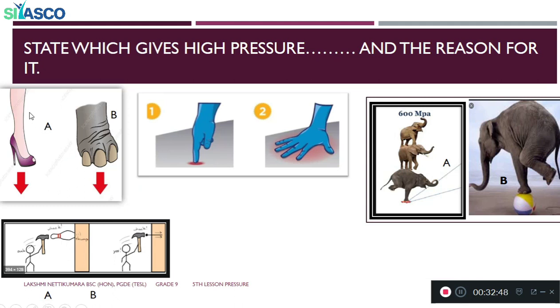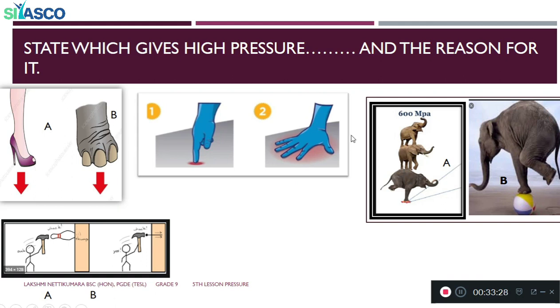Now it's time to see how far you could remember, how far you could understand the concept. State which gives high pressure and the reason for it. Take these situations one by one. Here, regardless of the weight, you take the contact area. High heels have less area and feet have a high area, so this situation gives you more pressure due to the less contact area.